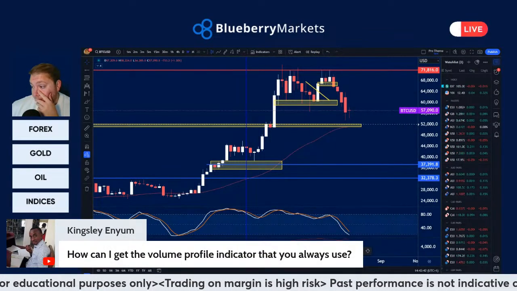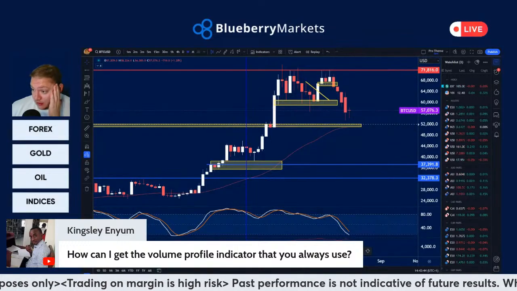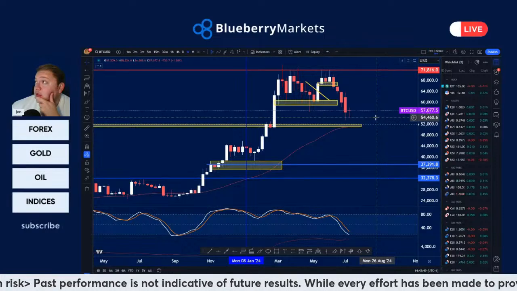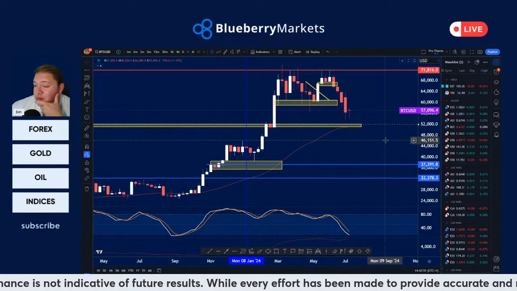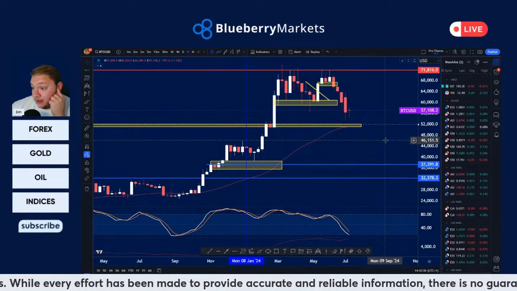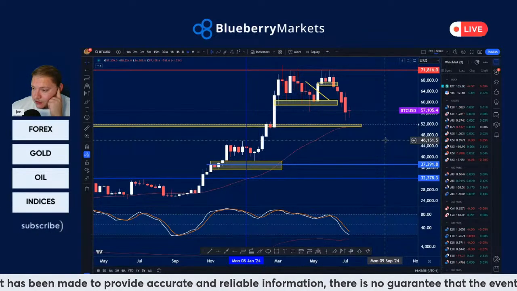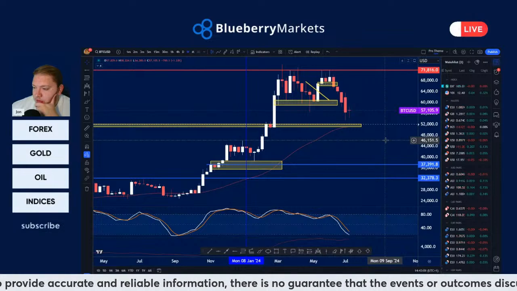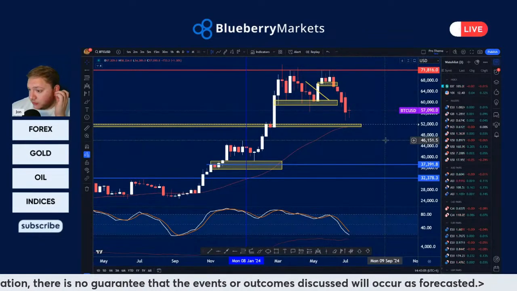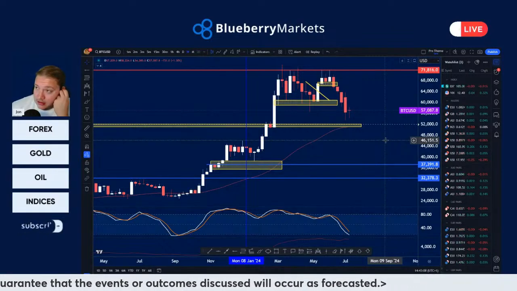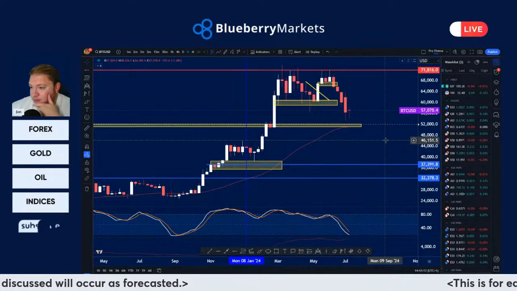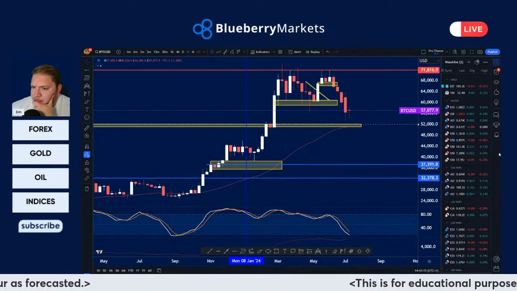How can I get the volume profile indicator that you always use? If you have a paid plan on TradingView, you can get it. You can get it on other platforms too. Sierra Chart, you can get it. I quite like Sierra Chart, so you can have a look at that as well. The problem with Sierra Chart though is you need a non-professional sort of setup there. You have to pay for the data and stuff. That's the only difference.